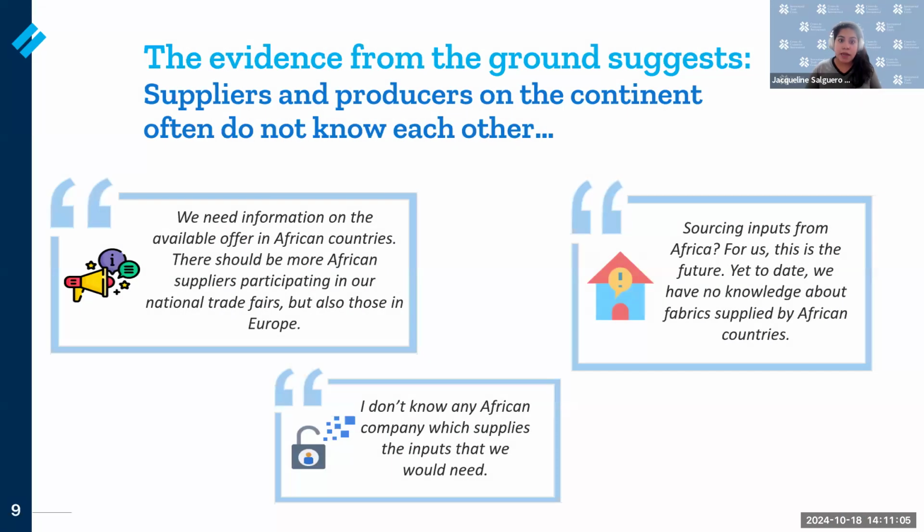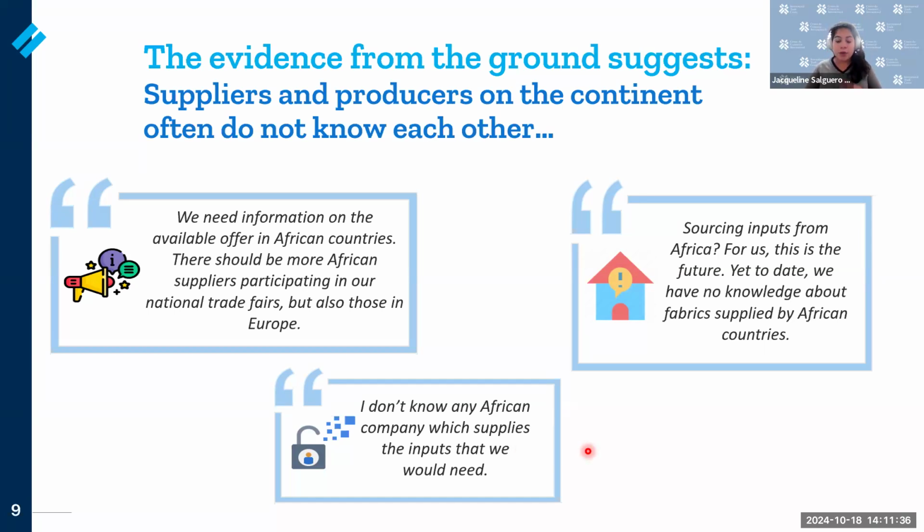And in addition, the evidence from the ground, based on a survey that we conducted a few years ago with companies across all of Africa, is that companies said one of the challenges, apart from access to information, and this links to access to information, is that we don't know each other. For instance, you can see this saying from one of the interviewees, who said, I don't know any African company which supplies the inputs that we will need.